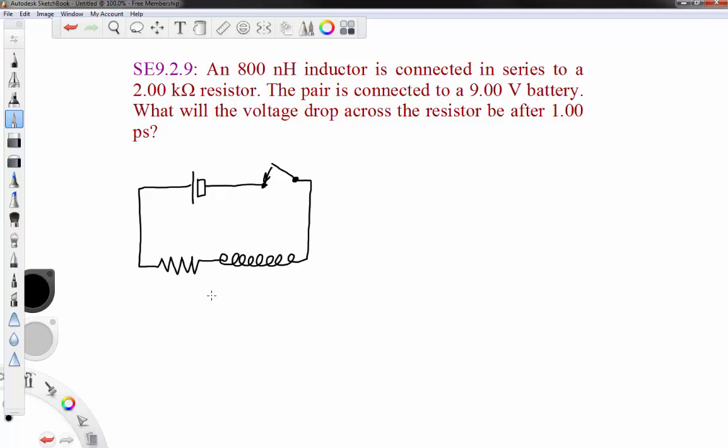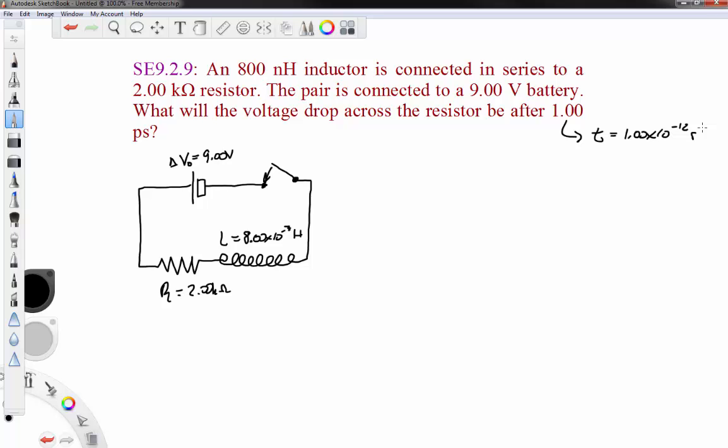The switch is closed. R equals 2.0 kilo ohms, L equals 8.00 times 10 to the negative 7 henries, and the voltage of the battery, delta V naught, is 9.00 volts. So we close the switch, and we want to know the voltage drop across the resistor after 1 picosecond. So this is time t equals 1.00 times 10 to the minus 12 seconds.